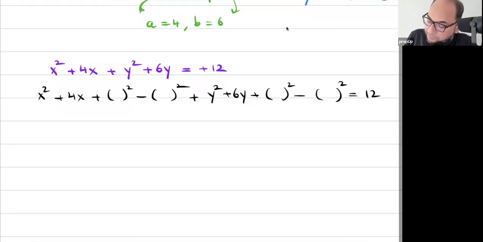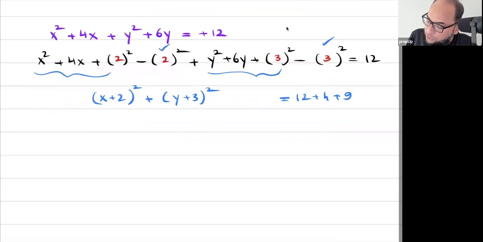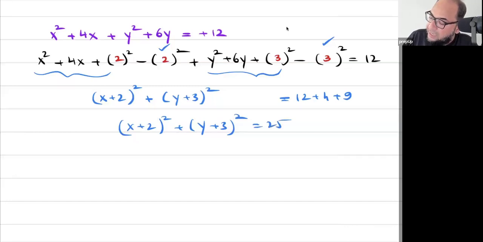So this is 2 and 2, and this is 3 and 3. And therefore, I can write these 3 terms as a perfect square, these 3 terms as a perfect square: (x plus 2) whole squared, and this is 12 plus 4 plus 9. So this 4 and 9 are taken to the other side, and this is (y plus 3) whole squared is equal to this. So this is (x plus 2) whole squared, and this is (y plus 3) whole squared is 25. Compare with (x minus h) whole squared.